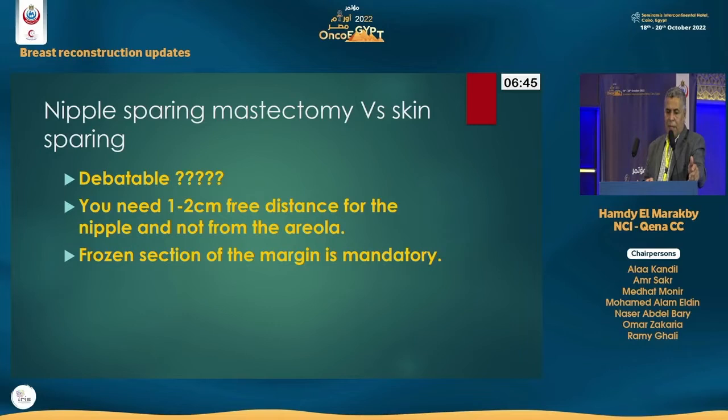So the nipple sparing versus skin sparing, there was a debate. Nowadays, it has been solved. You need at least 1 to 2 centimeter distance from the nipple, so not to include it in the excised specimen. And you can do a frozen section of the undersurface of the nipple as a margin.